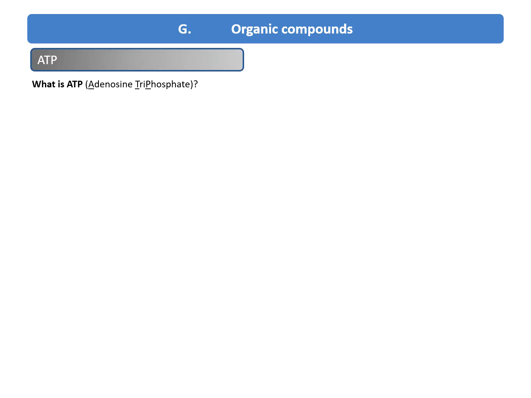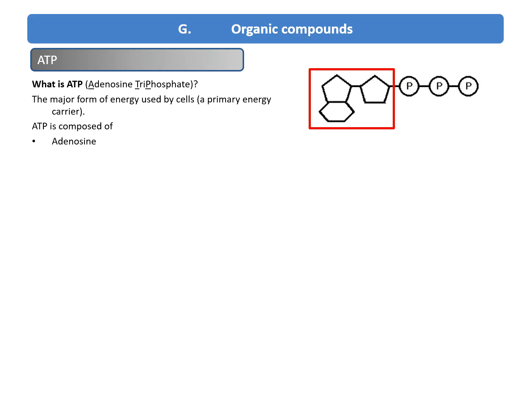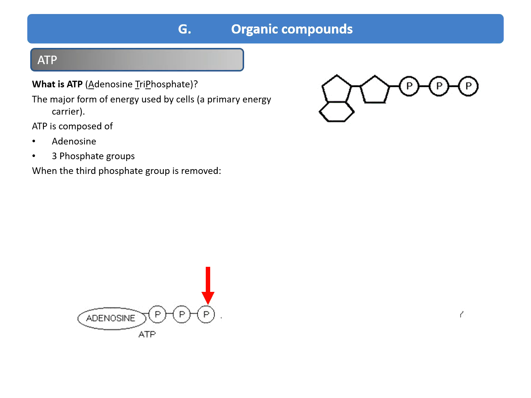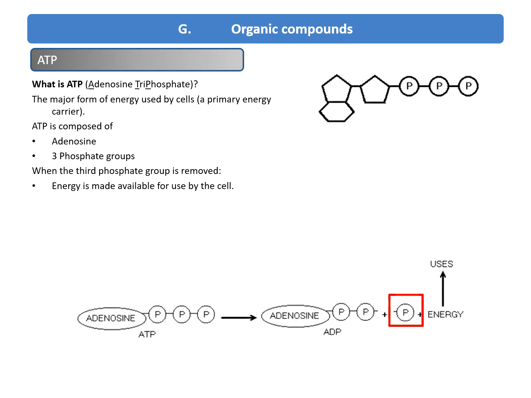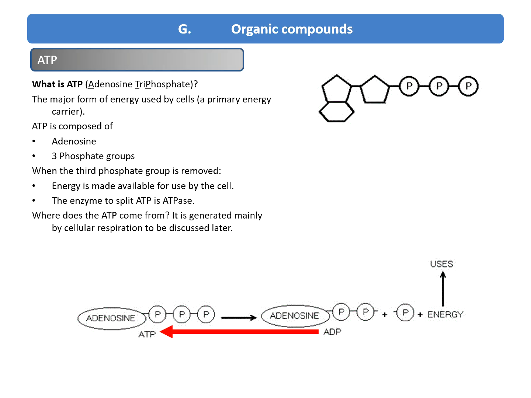One other organic compound needs to be introduced, and this is ATP. It's a major form of energy used by cells, so it's a primary energy carrier. ATP is composed of adenosine, which is like adenine with the sugar, and 3 phosphate groups. When the third phosphate group is removed, energy is made available for use by the cell. The enzyme to split ATP is ATPase.